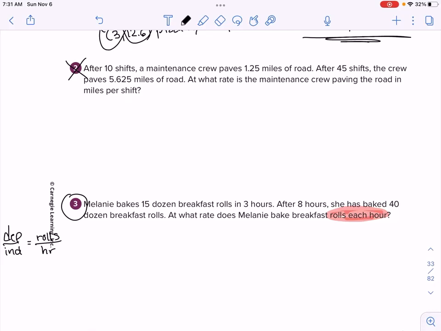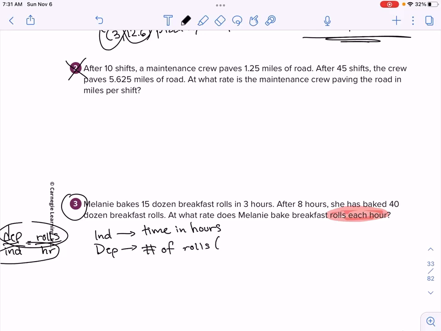Now the first thing we have to do is identify the independent and dependent variable. We kind of already did that here, but let's write it out explicitly. What is independent? Independent is hours, so time in hours. And dependent is the number of rolls baked in terms of dozen. We'll just say number of rolls, and I'll put dozen in parentheses, just so we know what it represents.